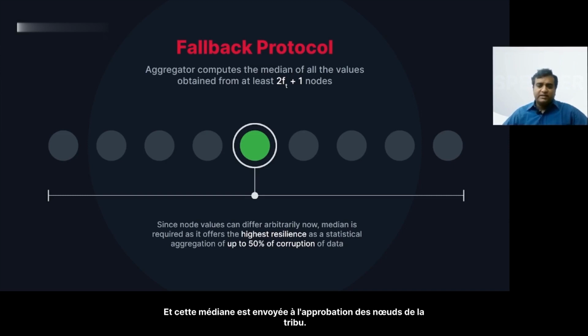And this median is sent to the tribe nodes for approval. The tribe nodes verify that the values are indeed signed by the nodes, and that the median is indeed the median of the 2FT plus 1 size set, and then they send their approval votes. And once there are 2FT plus 1 approval votes, the aggregator sends the value to the SMR.